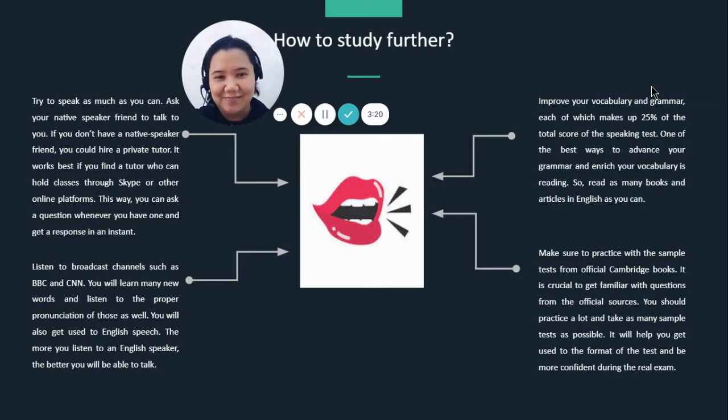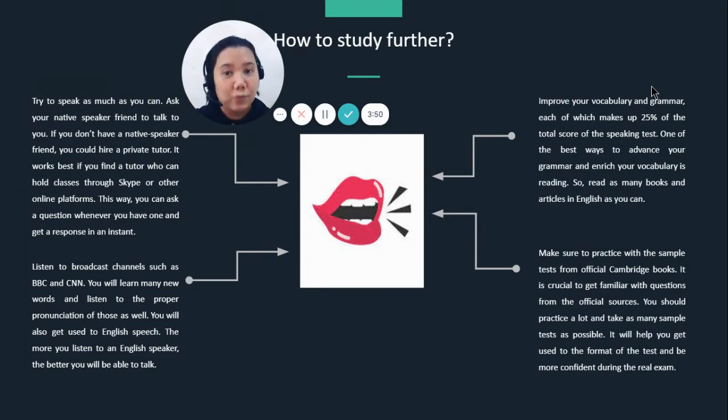Also, another thing that you can do is to listen to broadcast channels. So I would strongly recommend listening to BBC and CNN. You will be able to learn new words and you're going to listen to proper intonation and pronunciation of others as well. And you will also get used to English speech. So the more you listen to an English speaker, the better you will be able to talk.